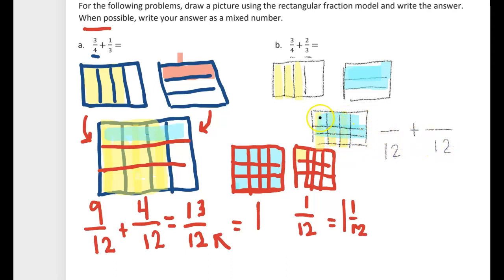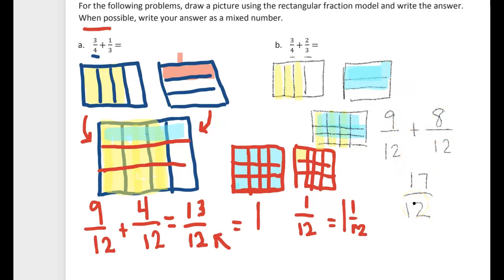How many are yellow? 1, 2, 3, 4, 5, 6, 7, 8, 9. 9/12 again. That's equivalent to 3/4. And then we've got 2/3. So I'm going to count my blue. 1, 2, 3, 4, 5, 6, 7, 8. So that means 8/12 is equivalent to 2/3. Now I can add. 9 plus 8 is 17/12.